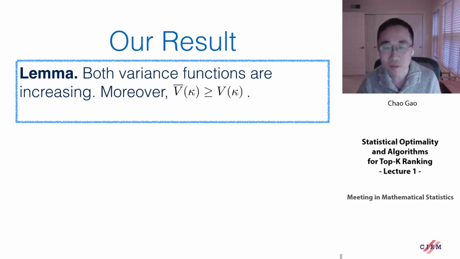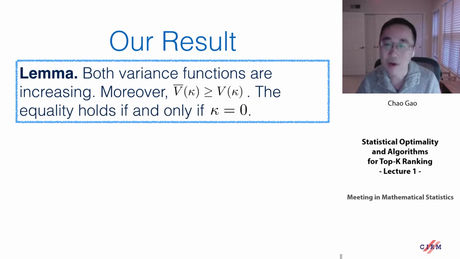That's the message. And moreover, the variance function V bar is always greater than or equal to the variance function V. This means the spectral algorithm has a higher variance than the maximum likelihood estimator for any dynamic range kappa. And the only case that the 2 variance functions are the same is when kappa equals 0.